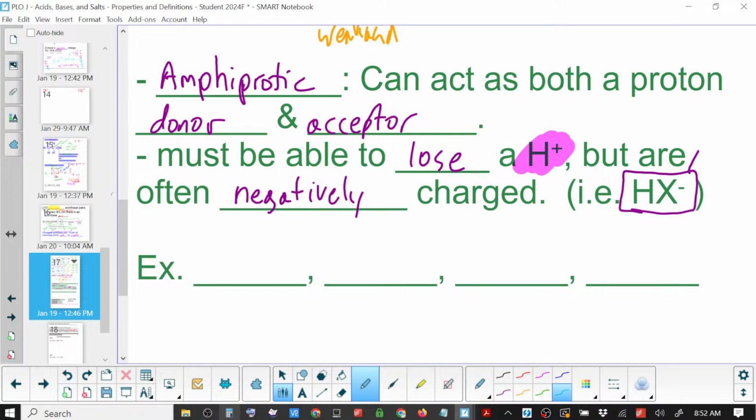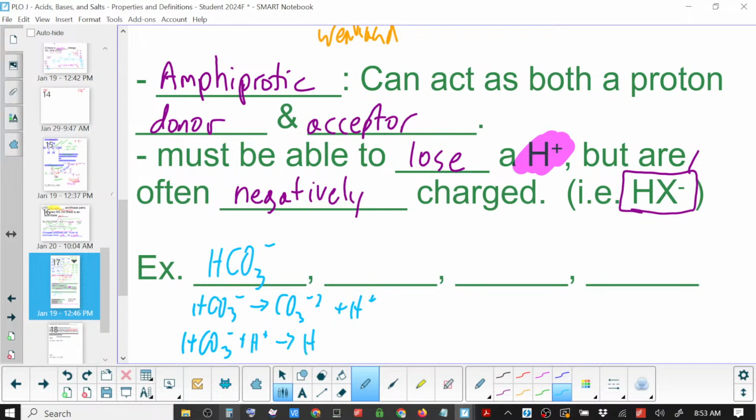Let's do some examples. So, look for things like HCO3 minus. HCO3 minus can move back and forth because it can both donate a proton and it can accept a proton.